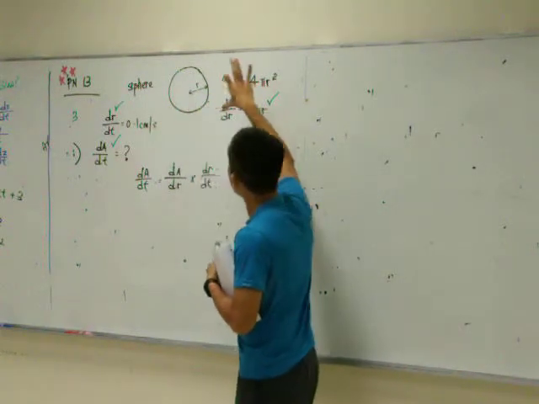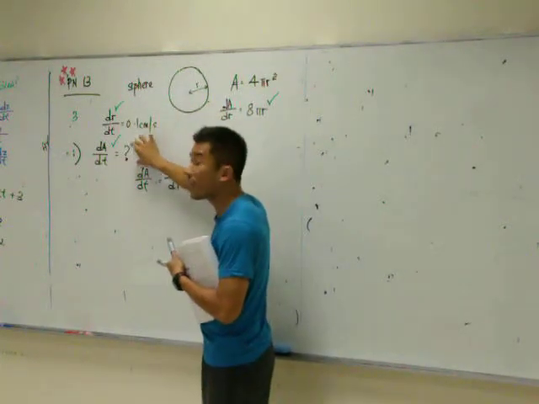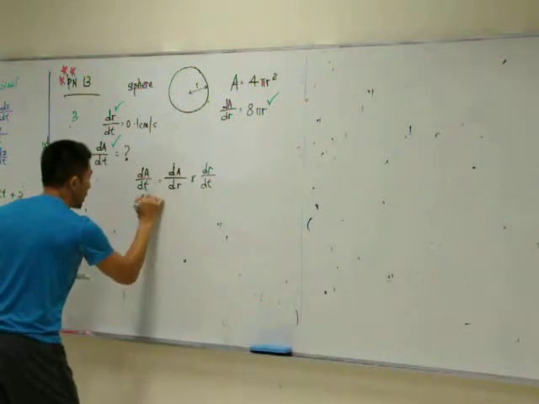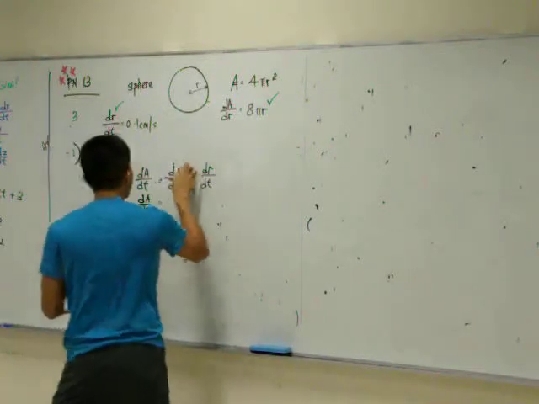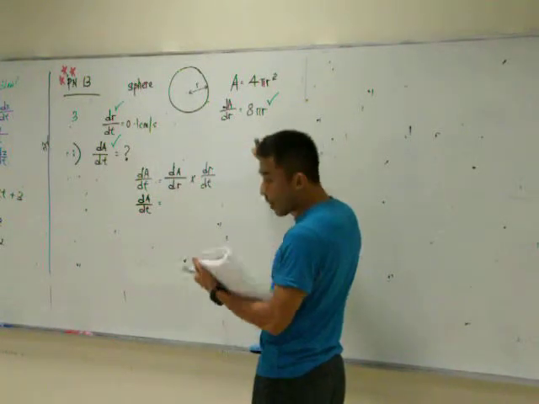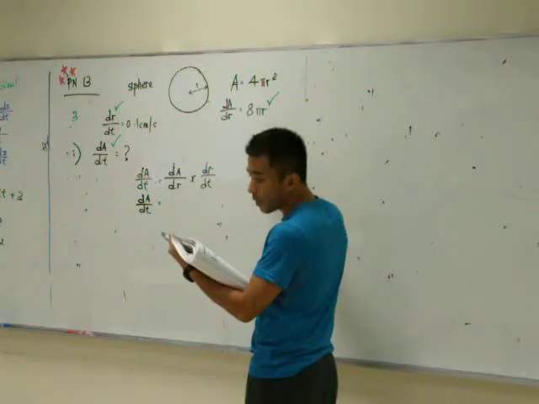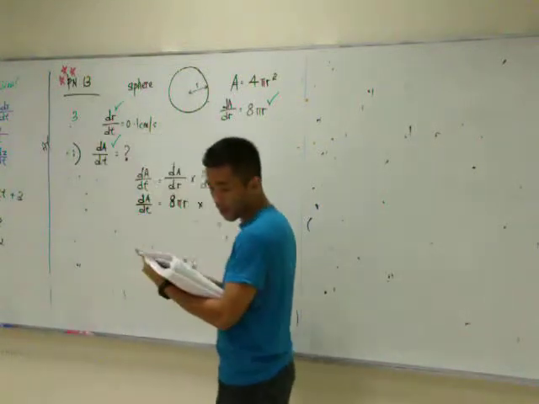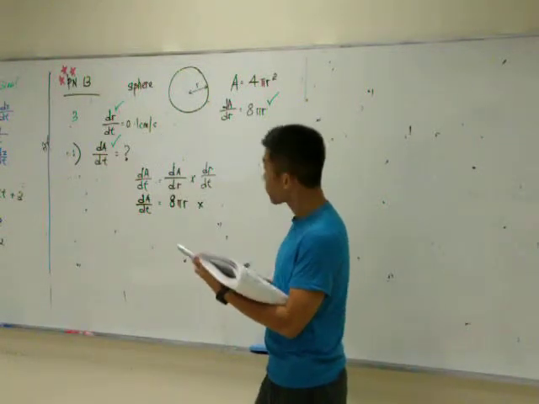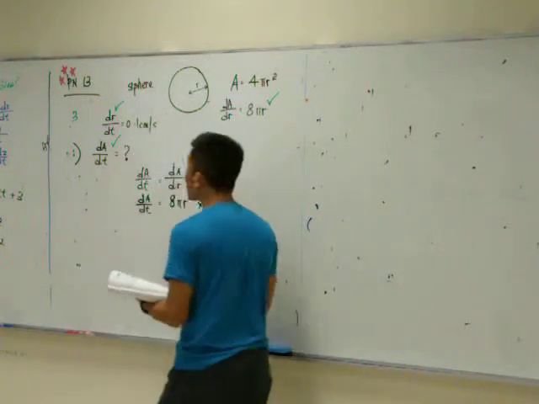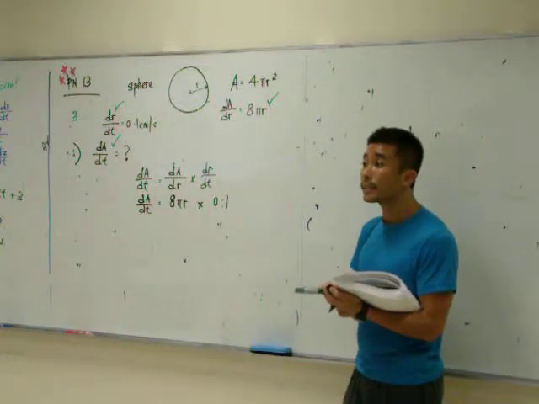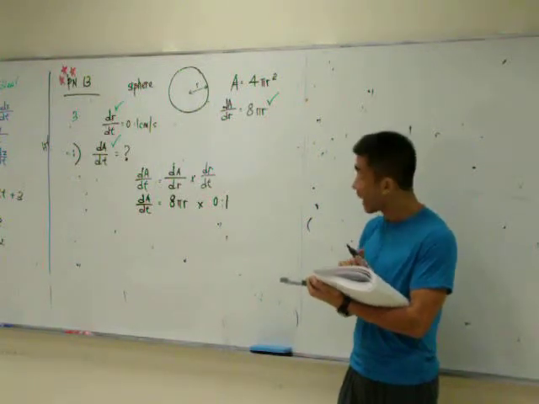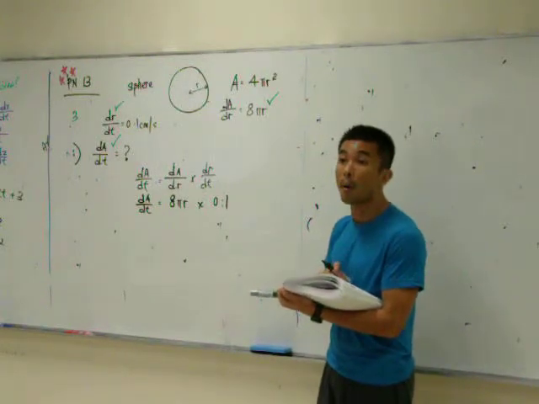Now, whatever three pieces of information that you have previously, plug it in. dA dt we don't know, we continue to write dA dt. dA dr, do we have it? 8 pi r. But do we know what is the actual value? Times 0.1. But did they tell you what is the value of the radius? 12. Yes, read the last part. The radius is 12 centimeter and give your answer in terms of pi.